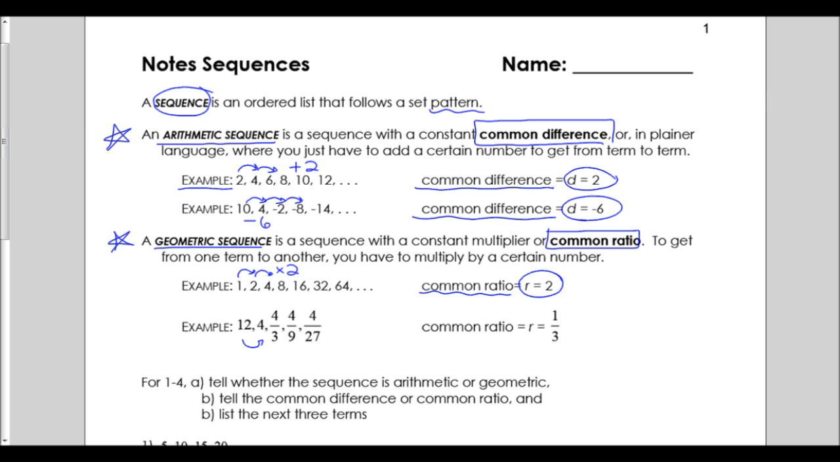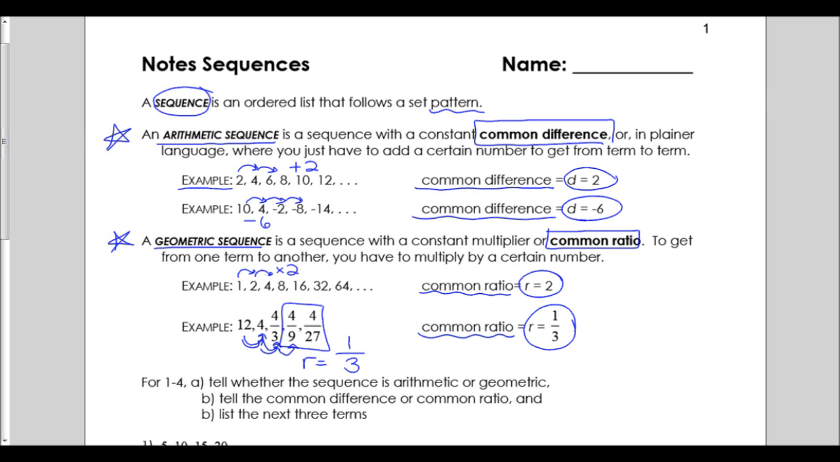In our next example, our numbers are getting smaller. They're becoming fractions. Sometimes with fractions, I think it's easier to look from one fraction to the next to say, what did I multiply by? So if I were looking at these two, to get from 4/9 to 4/27, what do I multiply by? The top stayed the same, so it's 1. The bottom was tripled. And then just go back and look. 12 times 1/3 is 4. 4 times 1/3 is 4/3. So this is our pattern, and our common ratio, or what we multiply by, is 1/3.